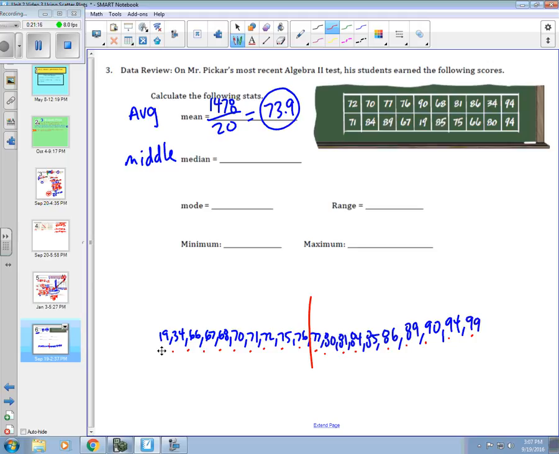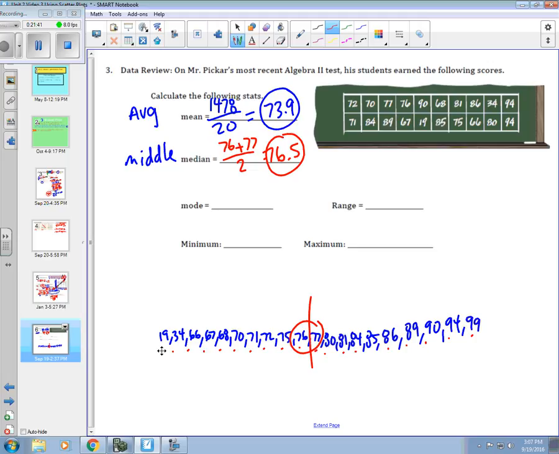If it's an even number like we have with 20, what you do then to find the median is average the two in the middle. So then we would take these two and average them. So if you take 76 and 77, and since we're averaging two numbers, divided by 2, that would be it, and you get 76.5 would be the median in this case.